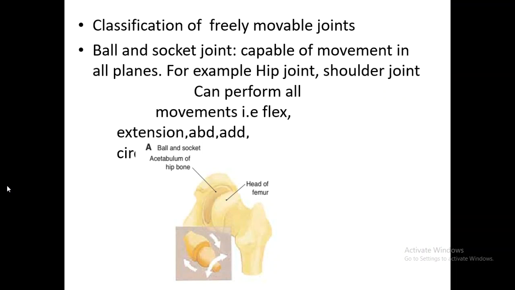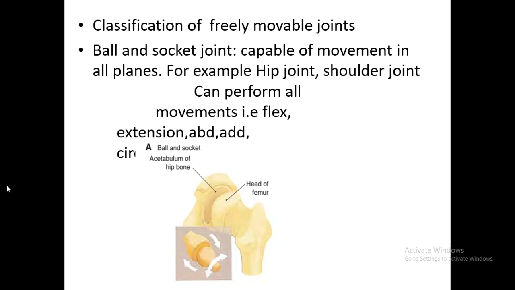So the classification of freely movable joints. We know that ball and socket joints are capable of movement in all planes, meaning in all directions. These bones can articulate in 360 degrees. When you twist your hand, you can twist it at any angle. That's what we call being able to articulate in all movements, all the planes. For example, the hip joint and the shoulder joint can perform all movements, i.e.